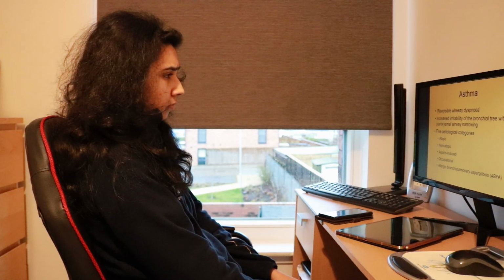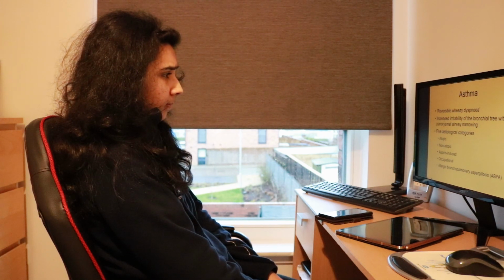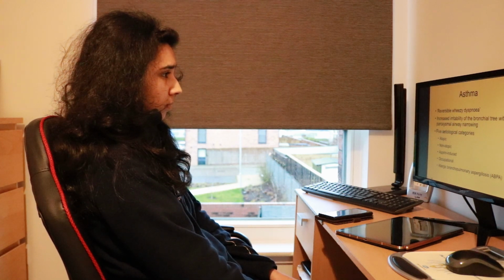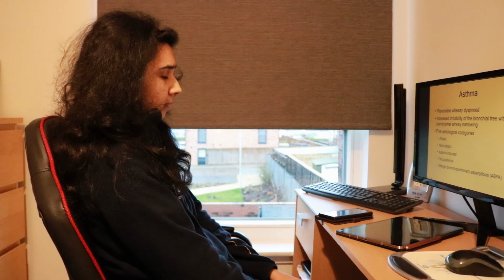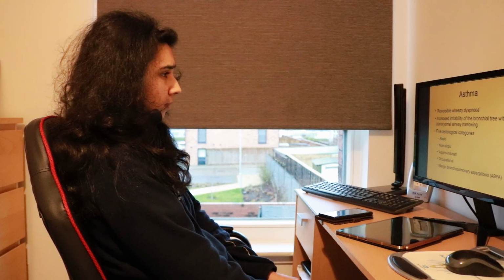There are 5 broad etiological categories, the most common of which is atopic asthma, which is related to allergy. Non-atopic asthma, which is not related to allergy, aspirin-induced asthma, which is important because of the sensitivity of these patients to non-steroidal anti-inflammatory drugs, occupational asthma, which is often overlapping with atopic asthma, and finally, allergic bronchopulmonary aspergillosis, or ABPA, which is an allergic response to Aspergillus fungus.